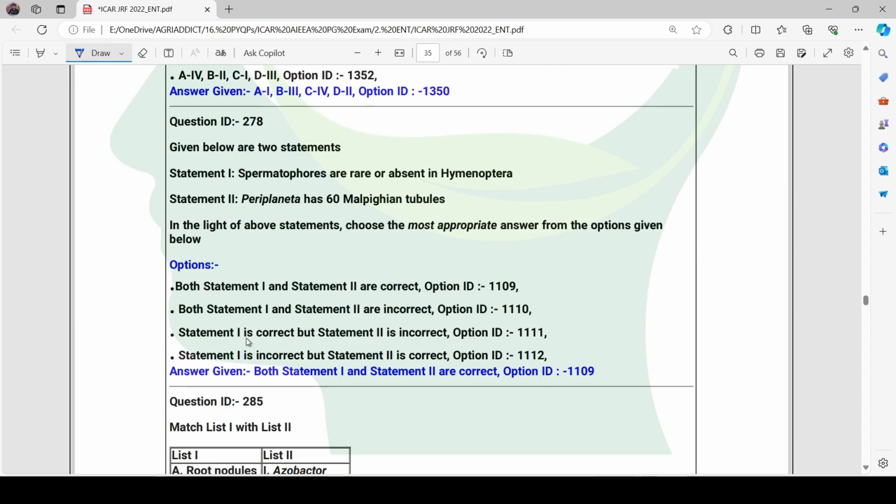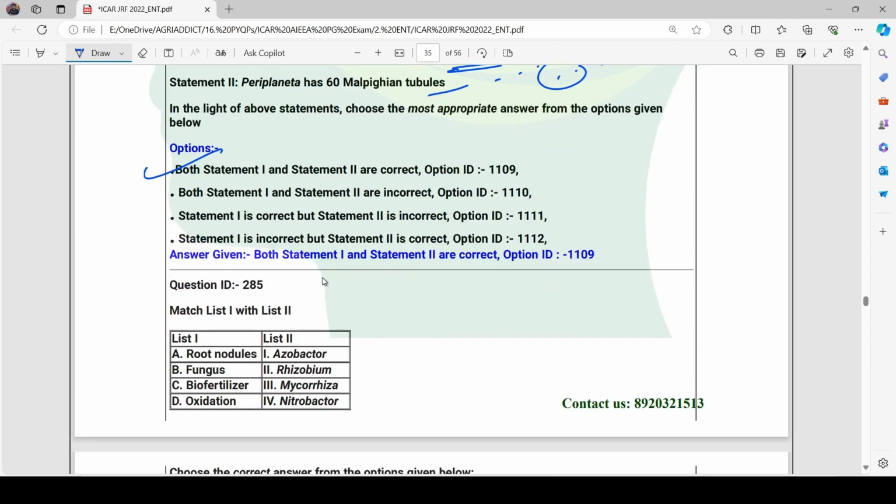The next question, statement 1 is spermatophores are rare or absent in Hymenoptera. Yes, spermatophores are rare or maybe absent in Hymenoptera insects. Periplaneta or the cockroach has 60 Malpighian tubules. Yes, it is also correct. Just check the number of Malpighian tubules of several insects in Insecta 1 and in the Entomology refresher book, because these are very important and repeatedly they are coming year after year in JRF examination. So here both the statements are correct, and just check the number of Malpighian tubules of various insects.